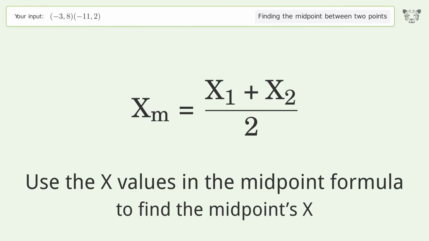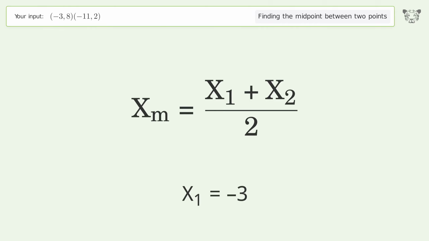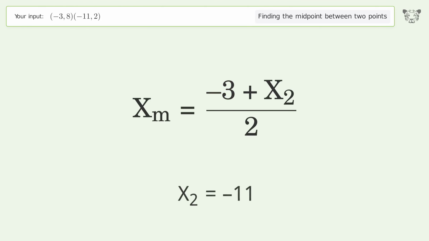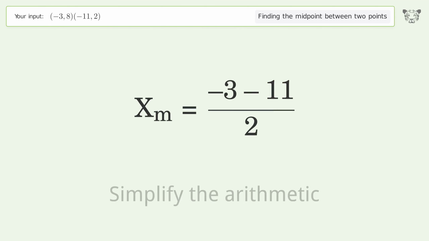Use the x values in the midpoint formula to find the midpoint's x. x1 equals -3. x2 equals -11. Simplify the arithmetic.